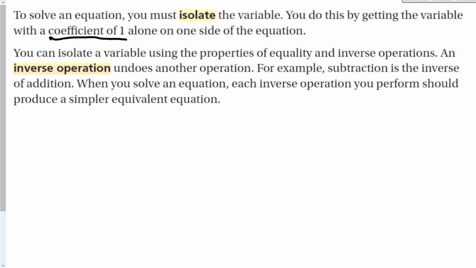We can isolate a variable using the properties of equality and inverse operations. An inverse operation undoes another operation. For example, subtraction is the inverse of addition. When you solve an equation, each inverse operation you perform should produce a simpler equivalent equation. So we're basically going to be doing opposite operations until we can get down to an equation that is as simple as it possibly gets.